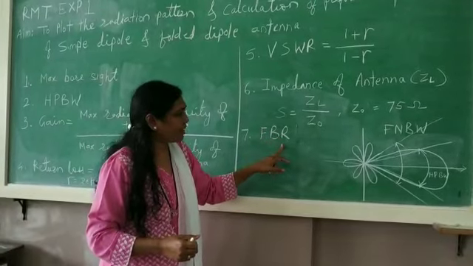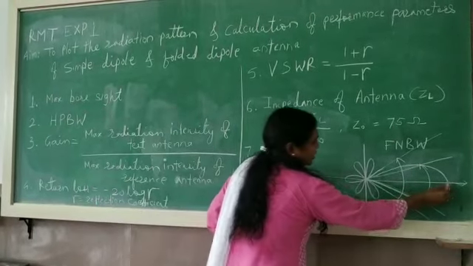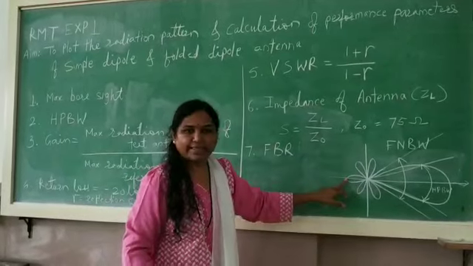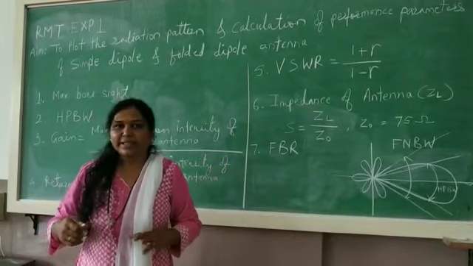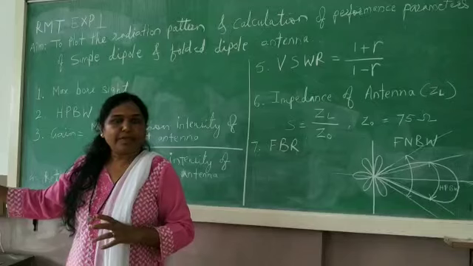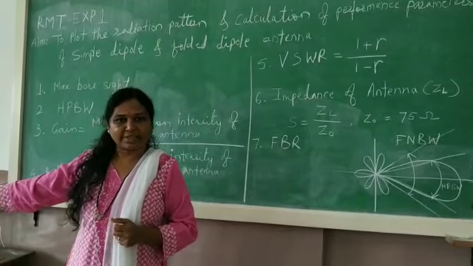Front to back ratio means the maximum radiated power in some direction divided by the radiated power by the antenna exactly in the opposite direction. Then we'll see the actual setup and the actual performance parameters, and how to calculate them using our test bench setup.